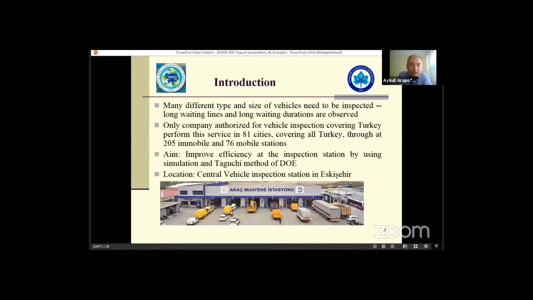In the introduction, many different types and sizes of vehicles need to be inspected at the station. And sometimes we face long waiting times and long lines. The company is the only company authorized in Turkey for vehicle inspection. They cover all 81 cities of Turkey by 205 e-mobile and 76 mobile stations distributed around the whole country. The aim of the study is to improve the efficiency at the inspection station by using simulation and the Taguchi method of design of experiment at the same time. The output of the simulation will be used in the design of experiment part of the study. And the location we selected is the Central Vehicle Inspection Station located in Eskişehir, a city in central Anatolia.